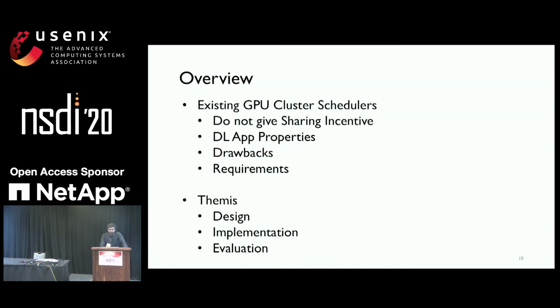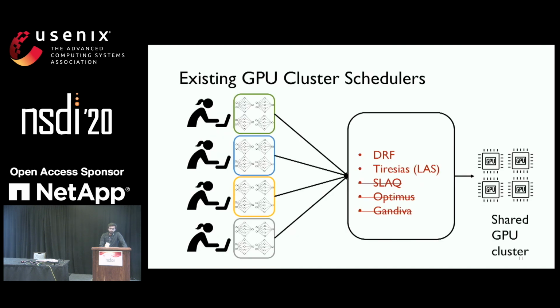In the rest of the talk, we first look at existing GPU cluster schedulers and their inability to provide the sharing incentive. We look at deep learning app properties, that is the root cause of these drawbacks in existing cluster schedulers, and motivate the key requirements for an ideal GPU cluster scheduler. In the second half of the talk, we'll look at Themis, which is a cluster scheduler we designed that gives the sharing incentive. There have been several proposals in the past.